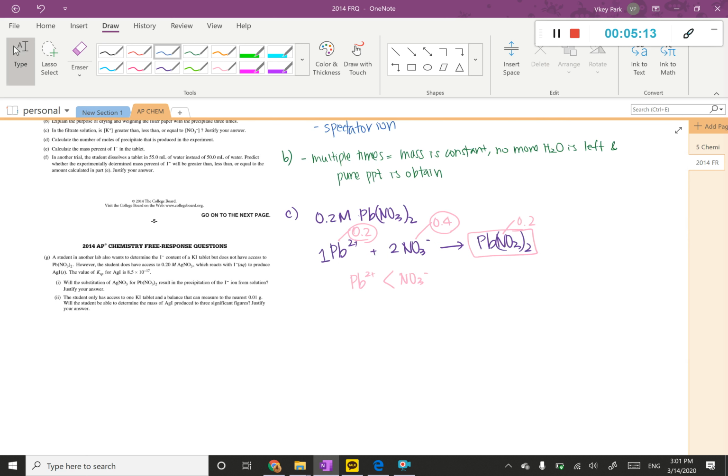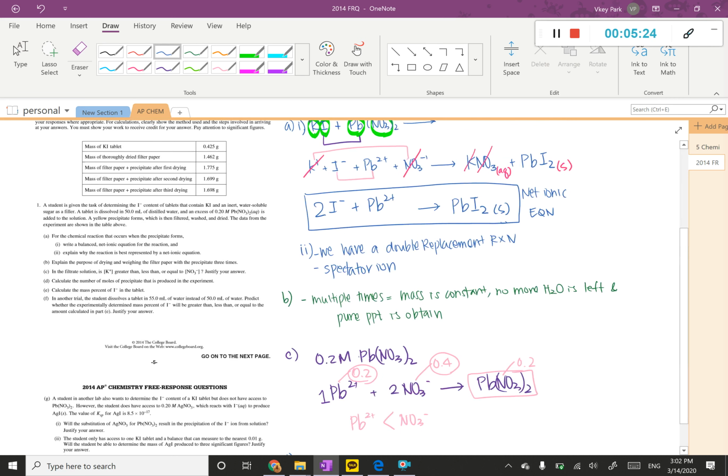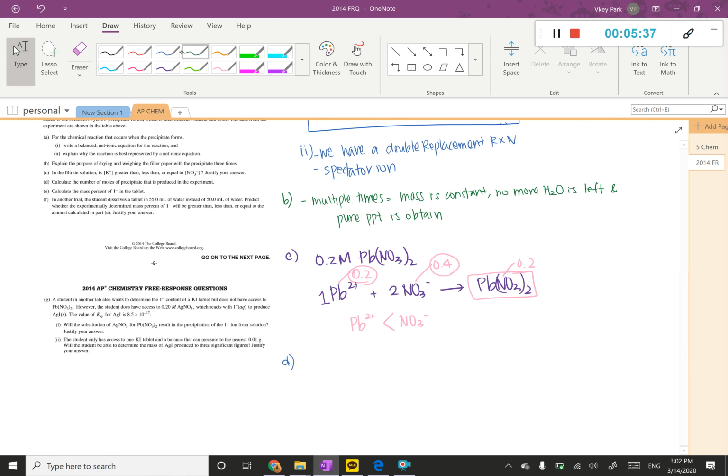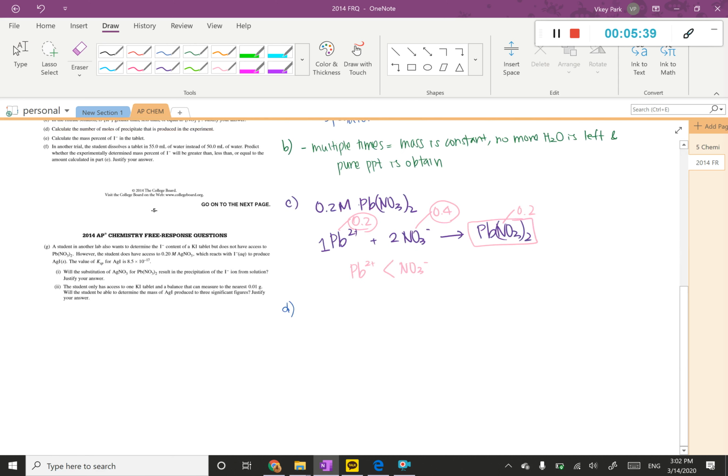Let's continue with D. D is calculate the number of moles of the precipitate that is produced in the experiment. So let's look. It says that I have 1.698, and I am looking at this number. You can look at any one of these numbers because these two numbers don't really change. But I like to go with the smaller number because that means I've driven off all of the water as much as I could.